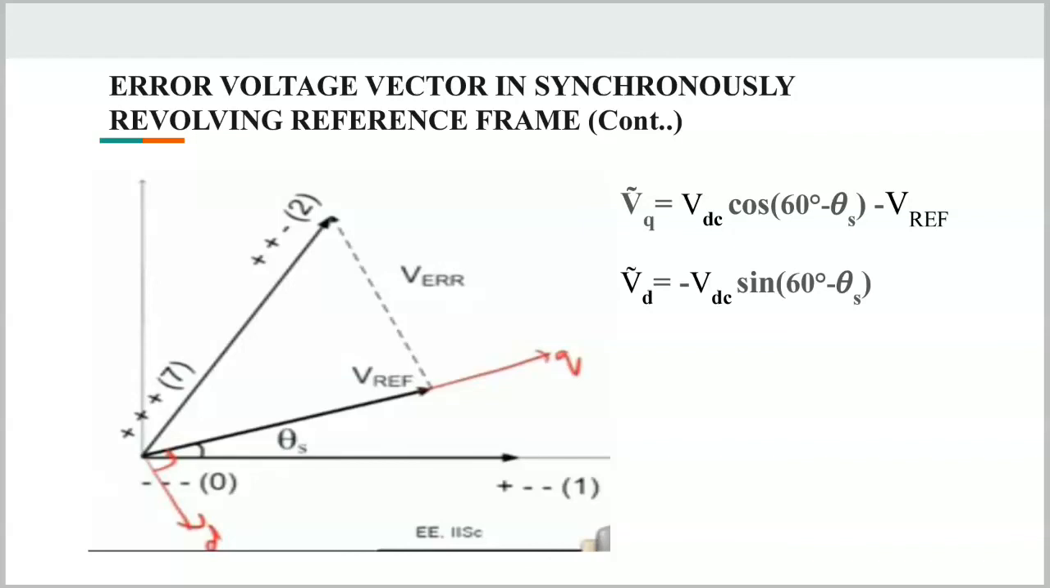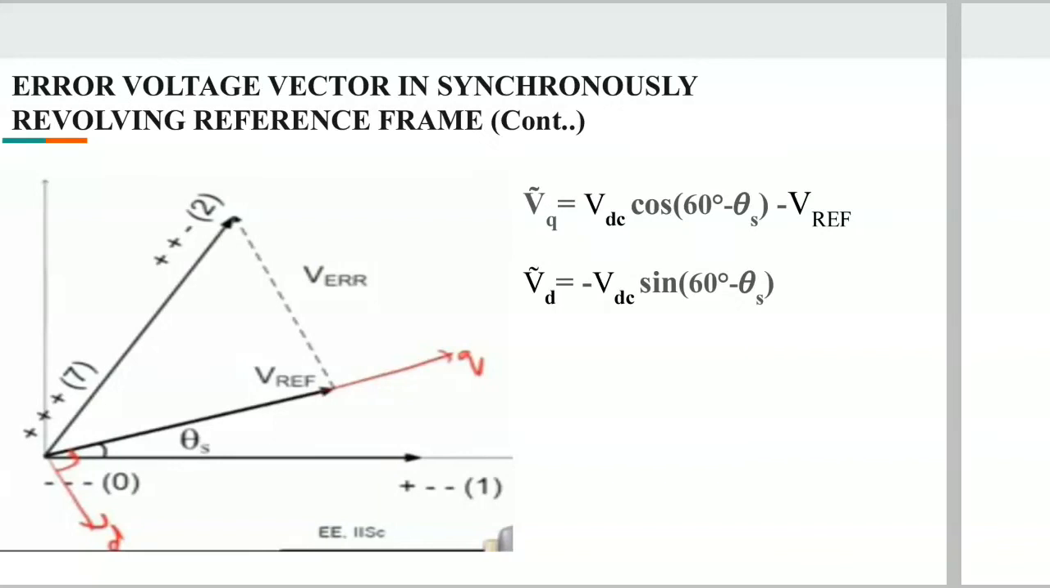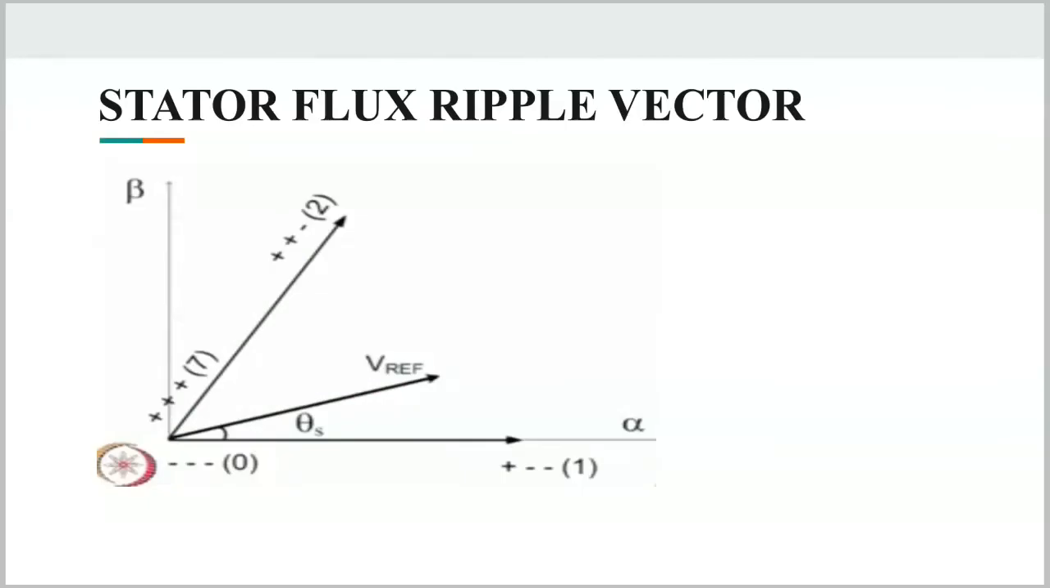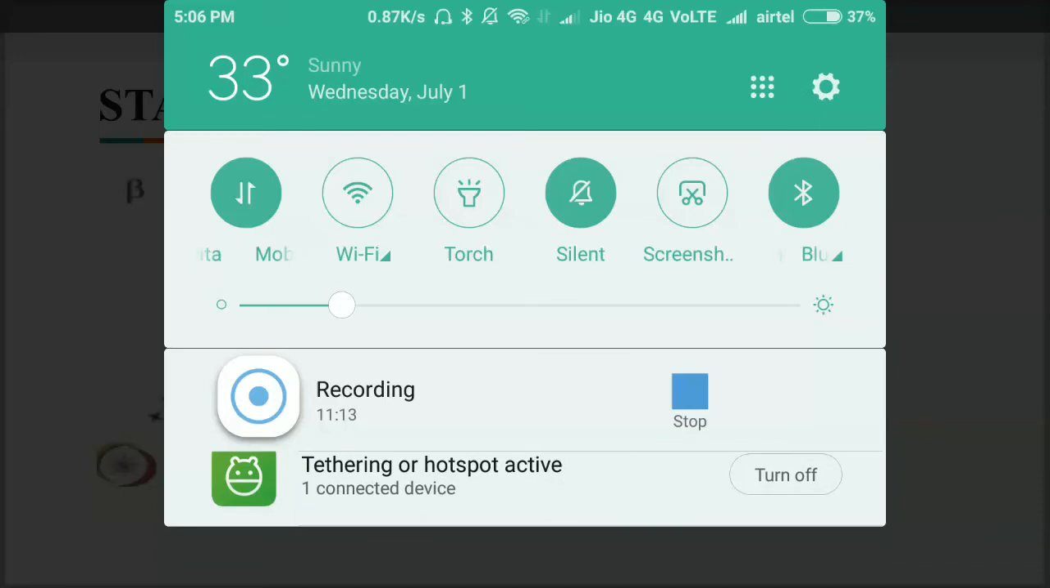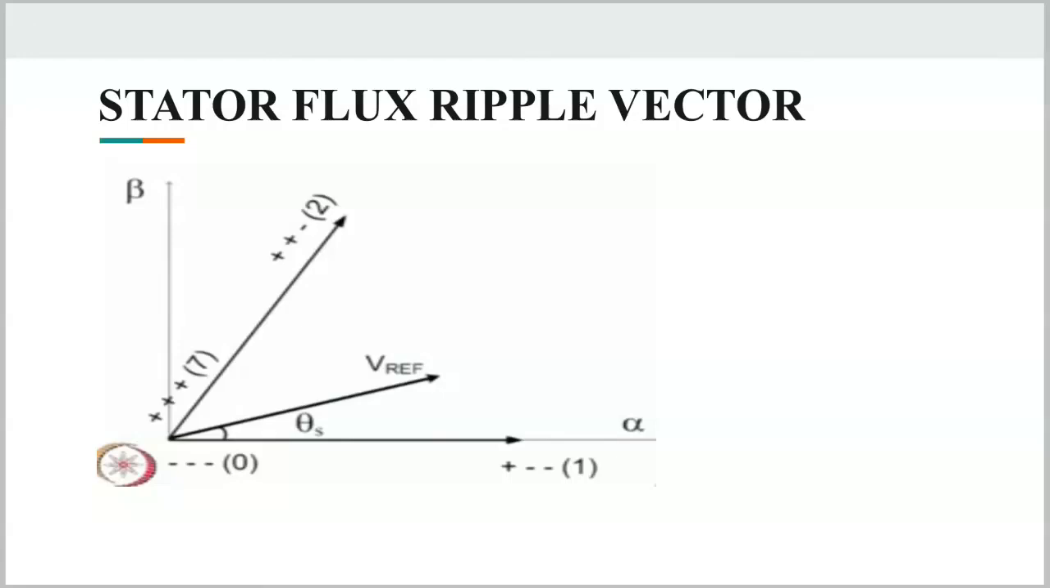Now we will see the stator flux ripple vector. I apply a null vector, minus minus minus, for tz by 2 seconds. The error voltage vector is a constant with magnitude minus V reference, and we are integrating the minus V reference vector. At the end of the 0.5 tz seconds we have reached here.